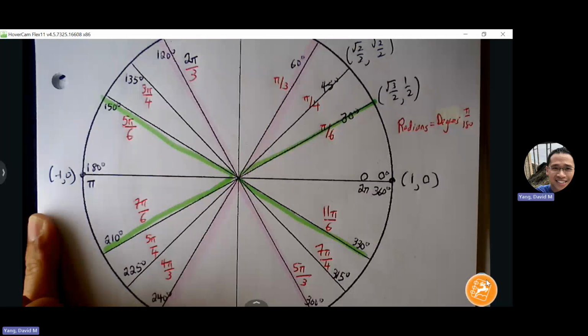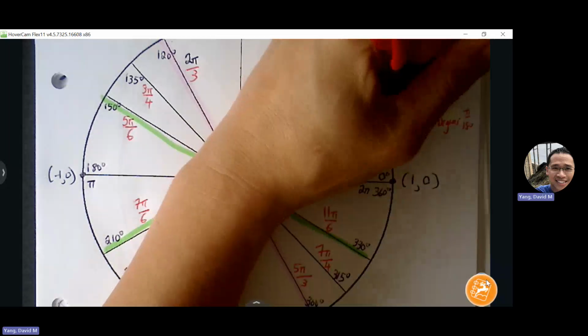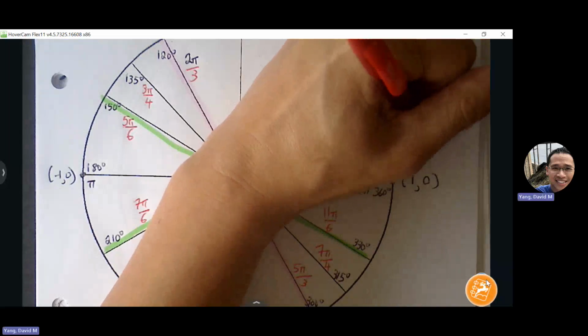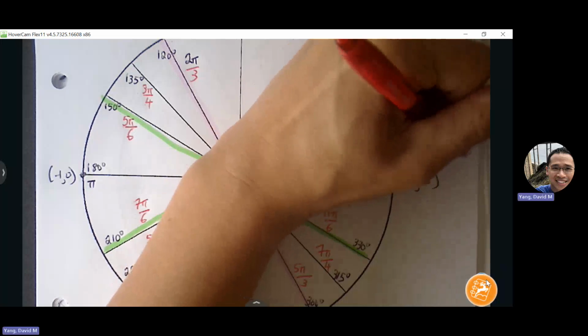I know radians to degrees is times pi over 180. Can you say degrees equals radians times 180? That's right. You can also go backwards as well. Your degrees is your radians times 180 over pi.